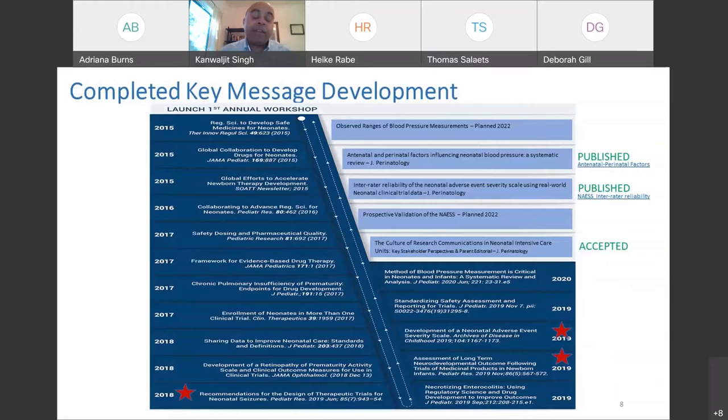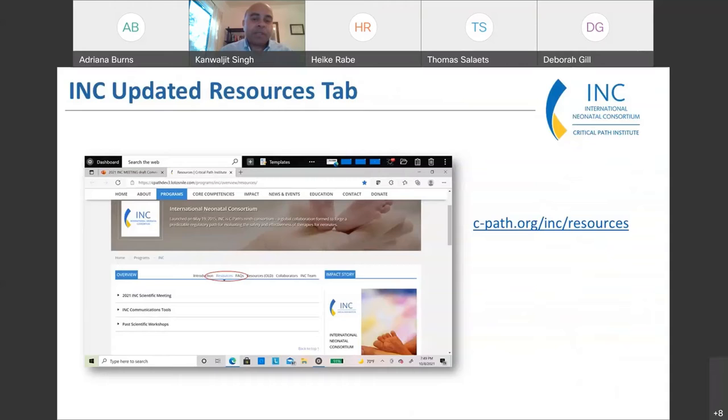These are all of the papers that have been published in the Journal of Perinatology. There are a couple of papers that are still coming up, hopefully within the next few months and next year; they're going to be published soon. And this slide was the screenshot of the INC website, present at cpath.org/programs/INC and /resources.